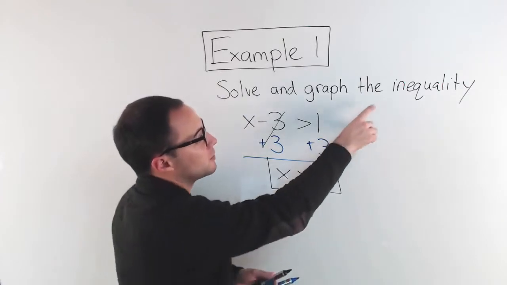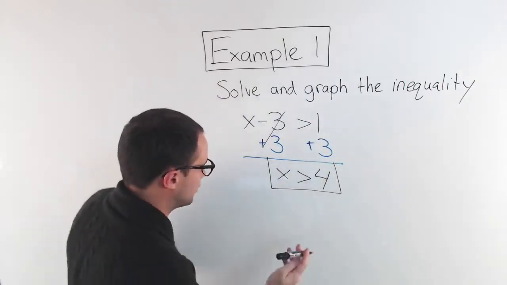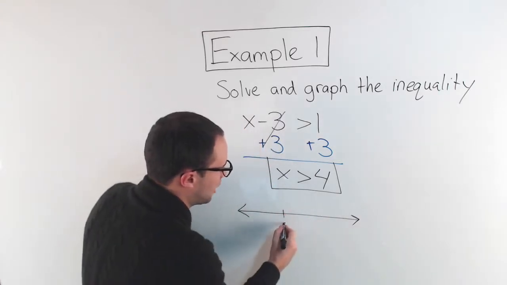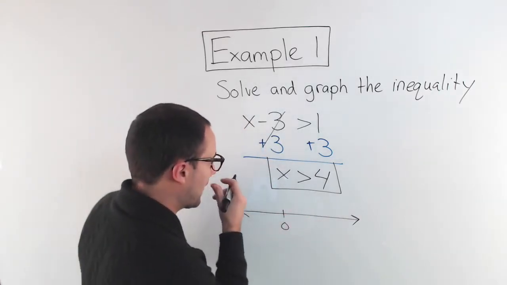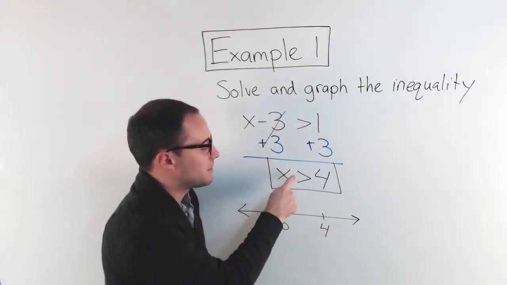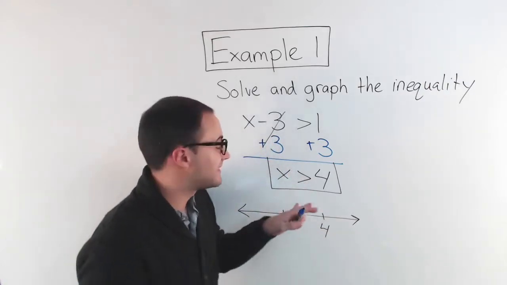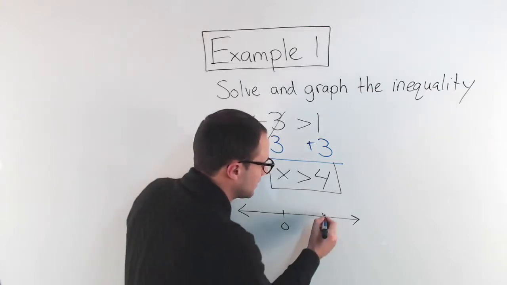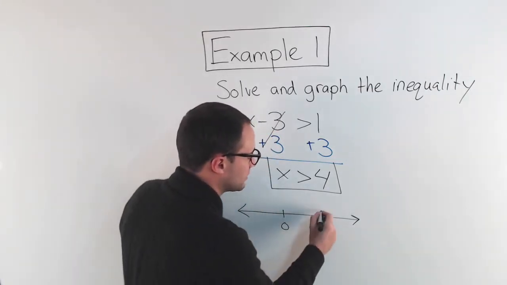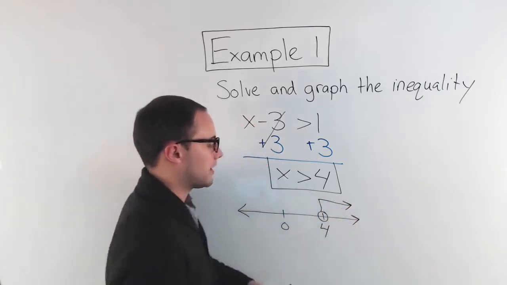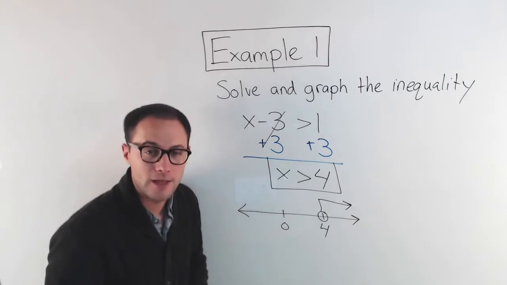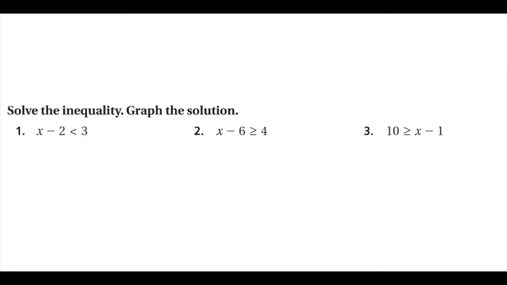Now it's time to graph. To graph, it's pretty simple. Just draw my number line. I always like to start with a 0. And then I've got 4. Now, x is going to be greater than 4. It's not greater than or equal to, so that means it's an open circle or open dot, and it's greater, so it's going to the right. So there is my solution, and there is my graph. Here are some to try on your own.